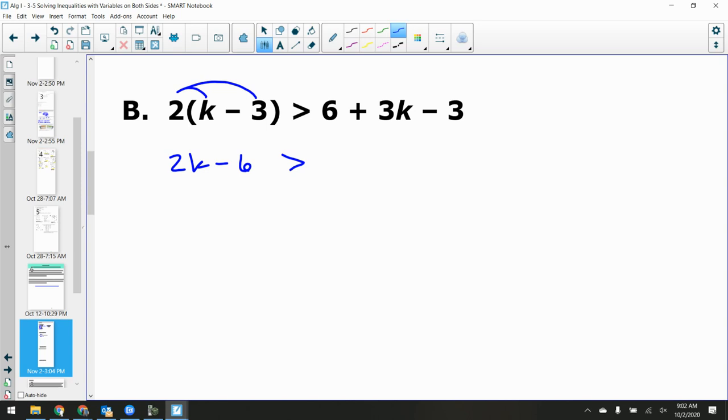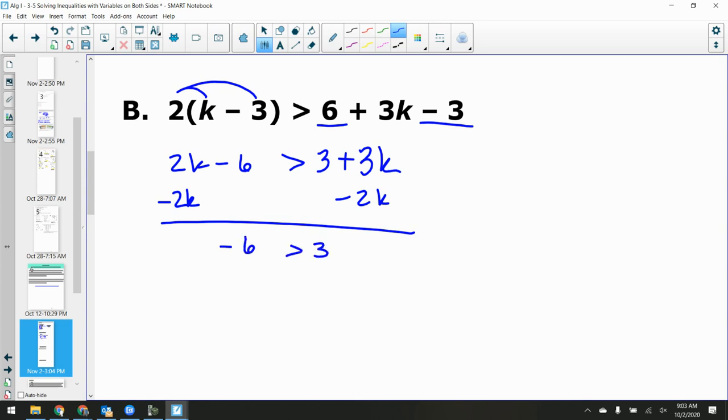What do I have to do on the right side? Good. And what do I get? 6 minus 3 is positive 3, plus 3k. Now, which one is the little guy? 2k or 3k? 2k. So now I subtract the 2k from both sides. Bring down the negative 6 is greater than 3 plus, 3k minus 2k is 1k, or just k.